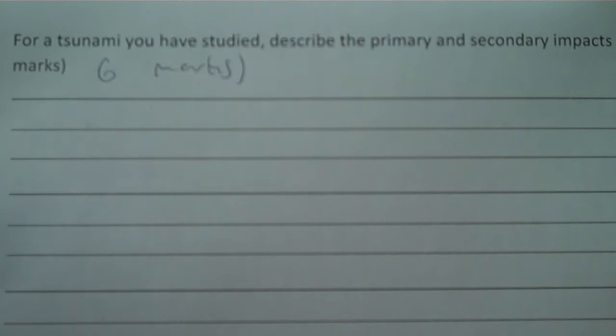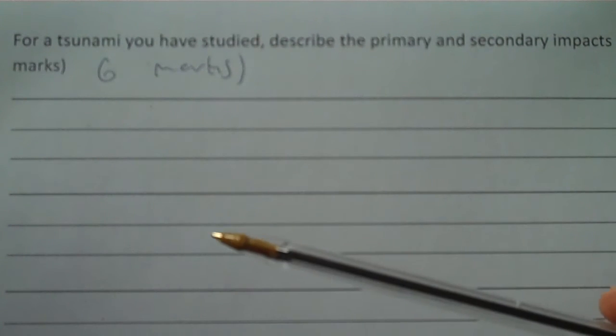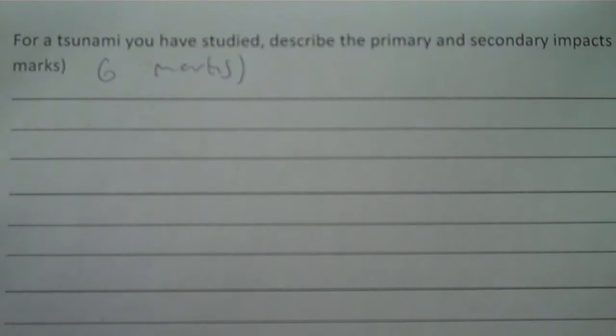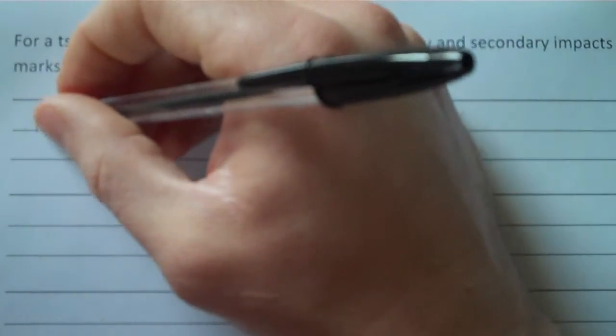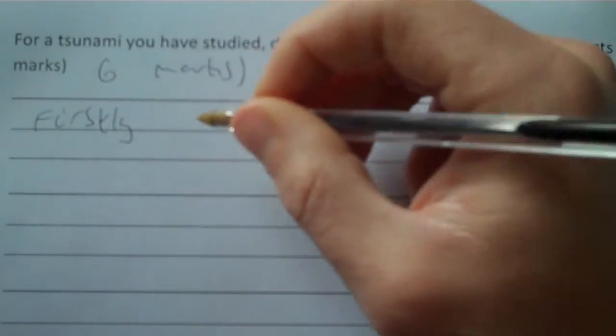Question here: for a tsunami that you've studied, describe the primary and secondary effects. So it's a 6 marker, so I probably need to do one develop point on a primary effect and one develop point on a secondary effect. So I'm going to start on a primary effect, because that's something you want to start with. Again, it's my first sentence, so I'm going to start with firstly. So firstly, I'm going to try and do some evaluation on this.